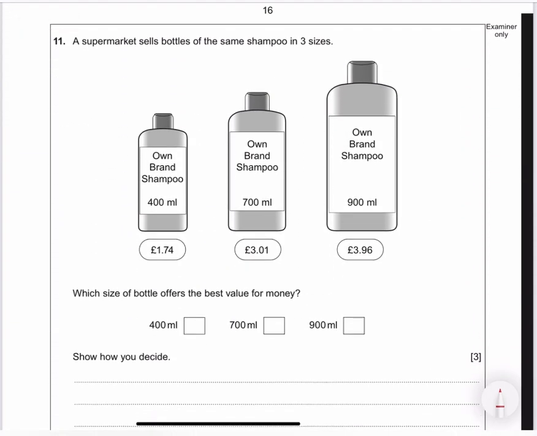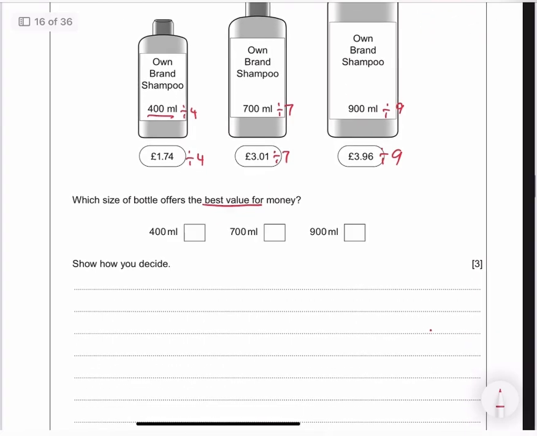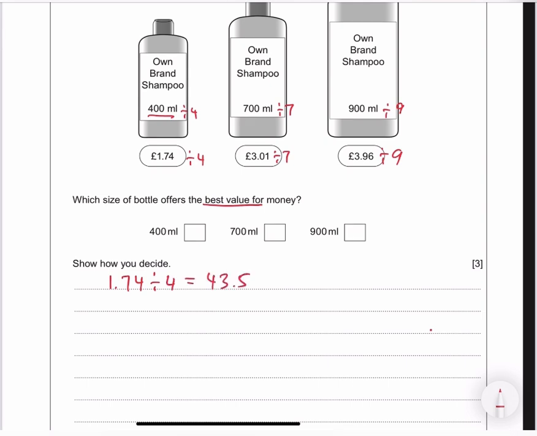Okay, question 11 is on Best Buy. So I've got 3 bottles of shampoo. They are different sizes, they've got different prices, and we need to find the Best Buy, which size of bottle offers the best value for money. So we're going to find the price per 100 millilitres in each. We're going to divide the first by 4, the price and the amount, that gives you 100. And the second we're going to divide by 7, and the last shampoo, price and the amount, we're going to divide by 9. Okay, that will give us the price per 100 for each.